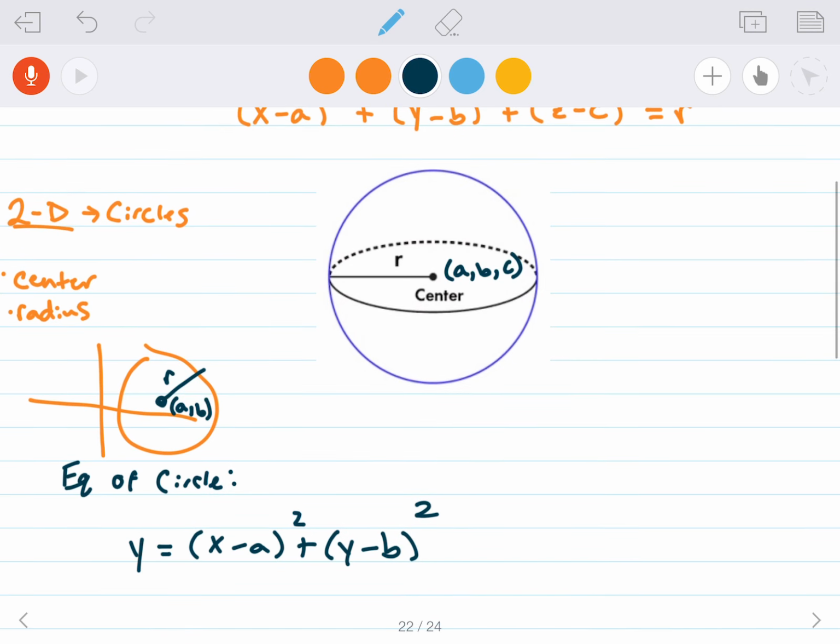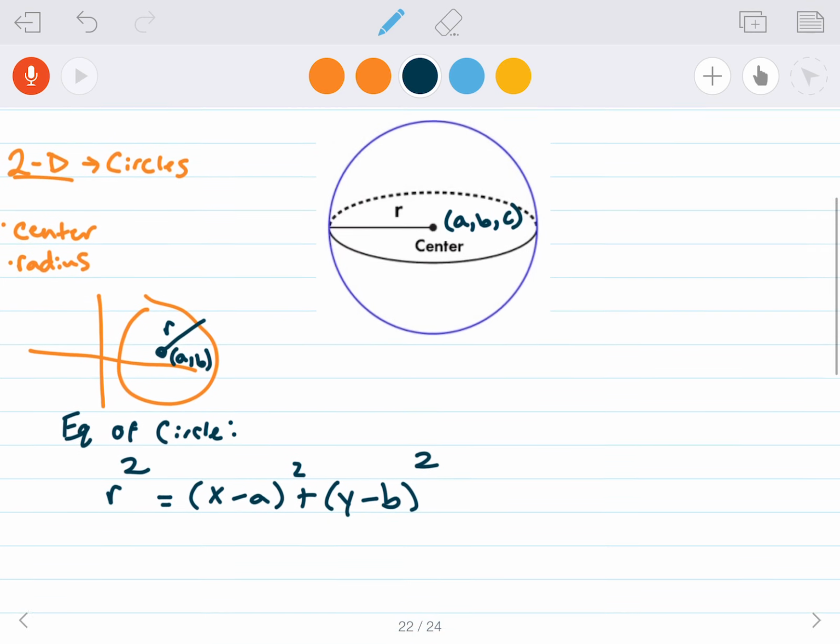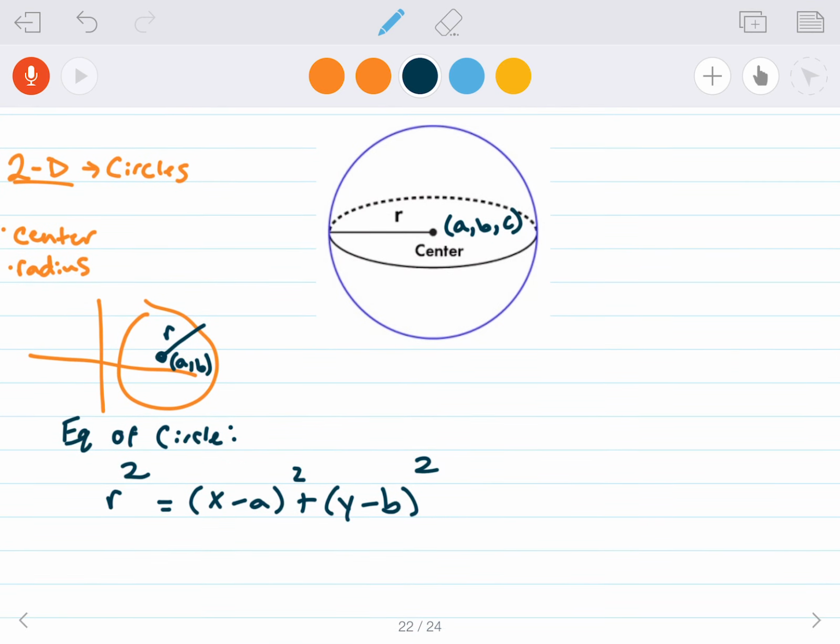Oh, sorry, this isn't y. This should be r squared. All right, so the equation of the circle is r squared equals (x minus a) squared plus (y minus b) squared. And basically what a circle is, it's the set of all points equidistant from the center, equidistant by r.